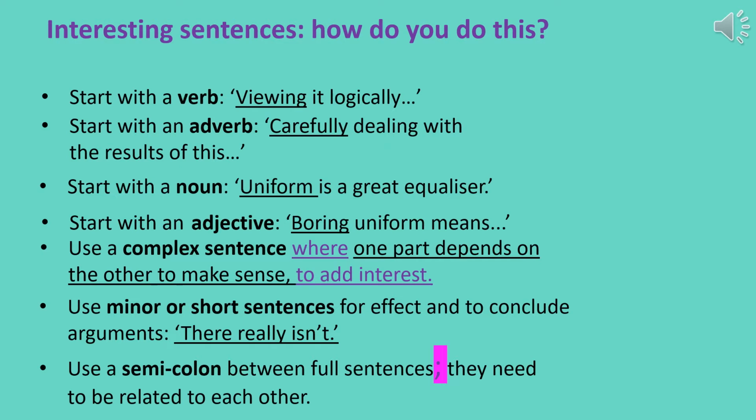You can start your sentences in all different ways to make them interesting. Start with a verb: viewing it logically. An adverb: carefully dealing with the results of this. A noun: uniform is a great equaliser. An adjective: boring uniform means. Use a complex sentence where one part depends on the other to make sense, to add interest. Use minor or short sentences for effect and to conclude arguments. There really isn't. Use a semicolon between full sentences. They need to be related to each other.